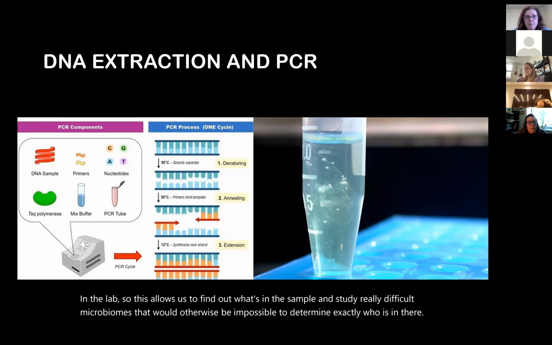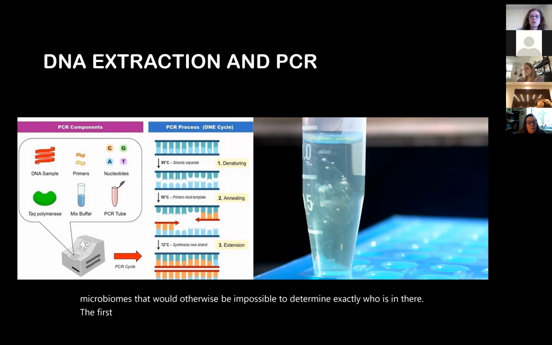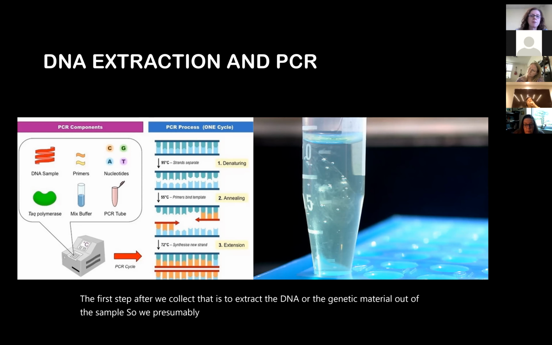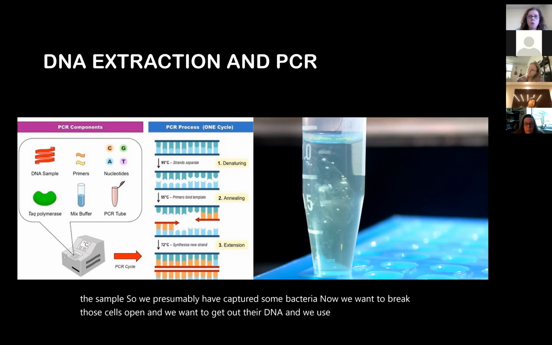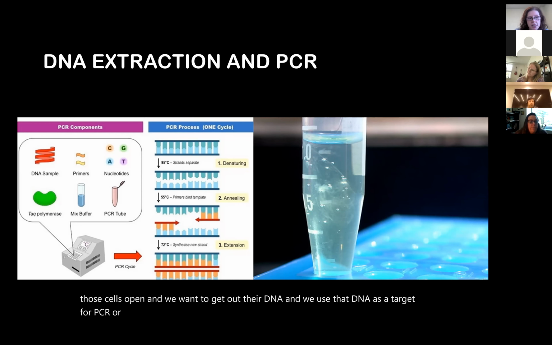The first step after we collect that is to extract the DNA, or the genetic material, out of the sample. So we presumably have captured some bacteria. Now we want to break those cells open and we want to get out their DNA. And we use that DNA as a target for PCR, or polymerase chain reaction.